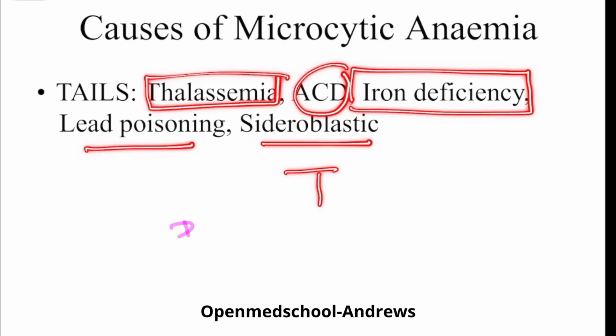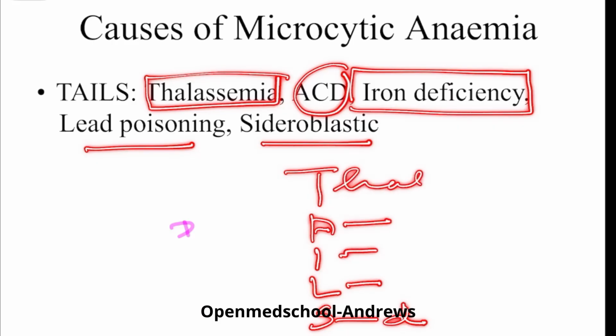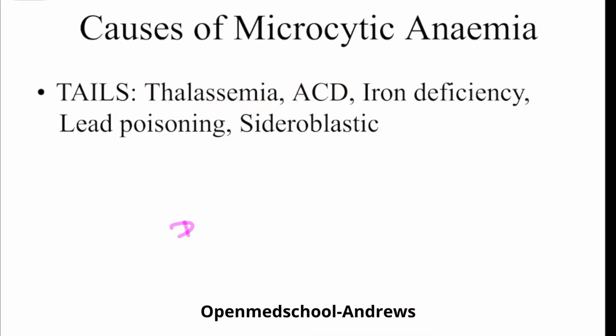This can be remembered by the mnemonic TAILS: sideroblastic anemia, lead poisoning, iron deficiency anemia, anemia of chronic disease, and thalassemia. So this is how you remember the causes of microcytic anemia.